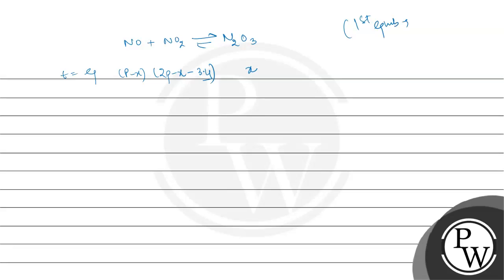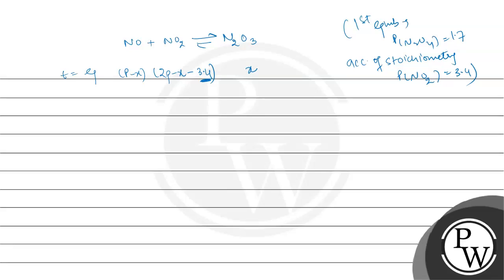Because 3.4 is the pressure of NO2 from the first equilibrium. From the first equilibrium, the pressure of N2O4 was given 1.7, and according to stoichiometry, the pressure of NO2 will be double of it, that is 3.4. And since both these equilibria are happening simultaneously, that means you will have to deduct the amount of NO2 which is used in the first equilibrium.